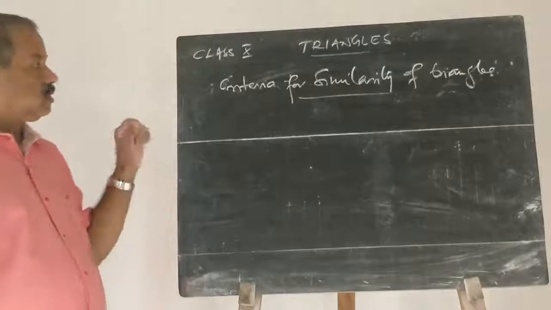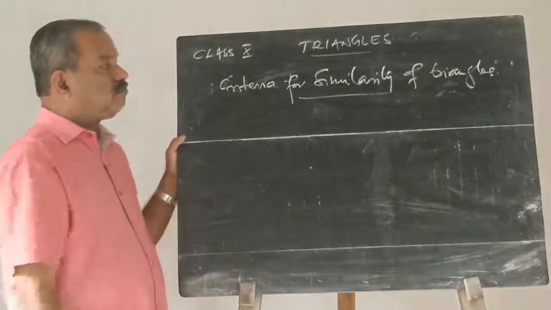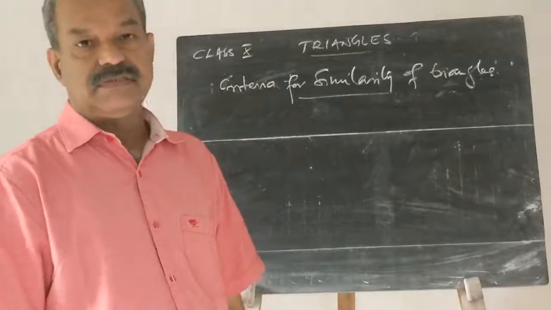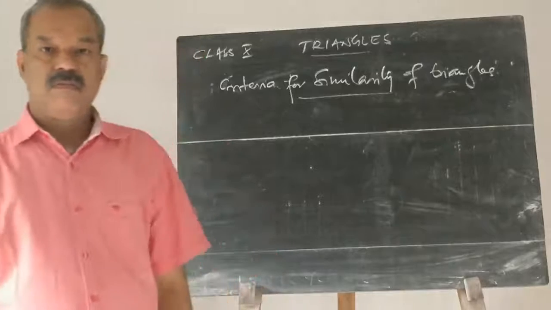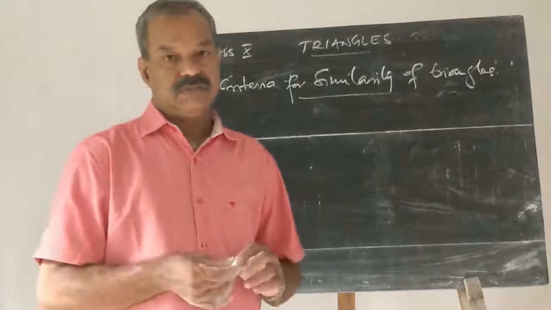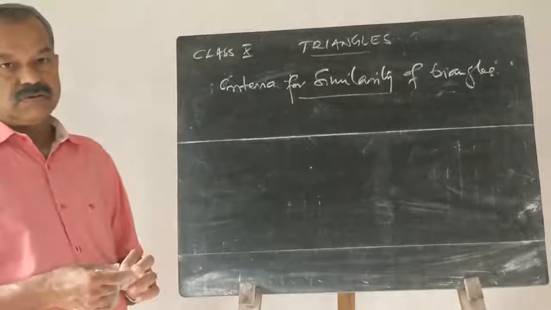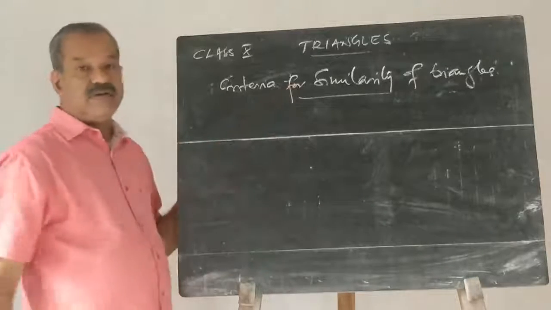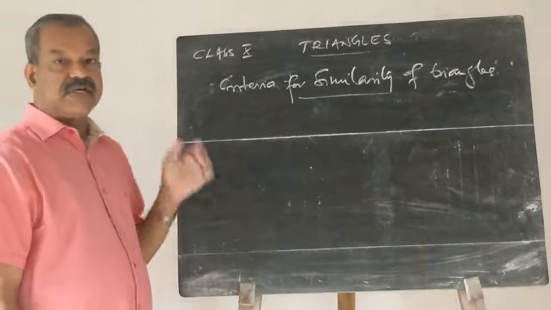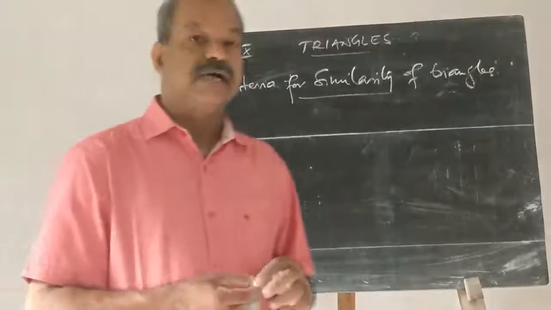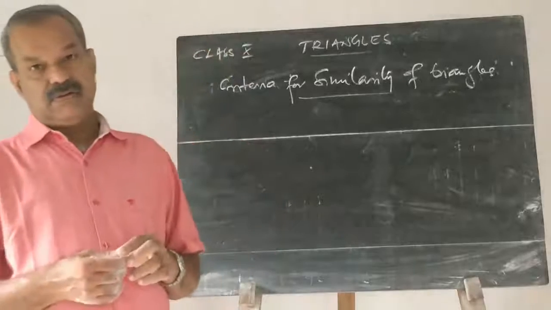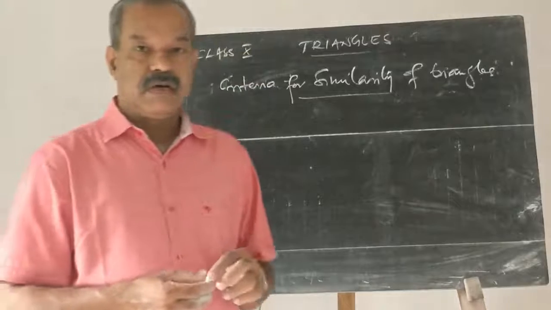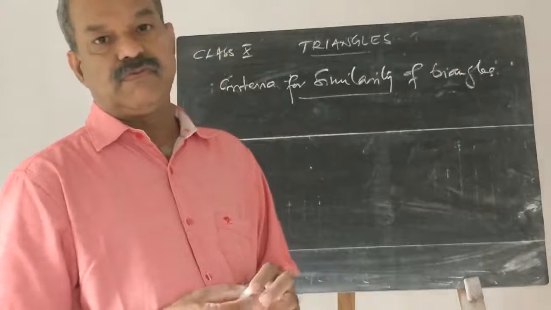Now we are going to discuss the criteria for similarity of triangles. In the last class we discussed BPT and its converse. Now we are going to see different criteria for similarity of triangles. That is, what are the conditions for two triangles to be satisfied to become similar. Can you remember the rules for congruency of two triangles?